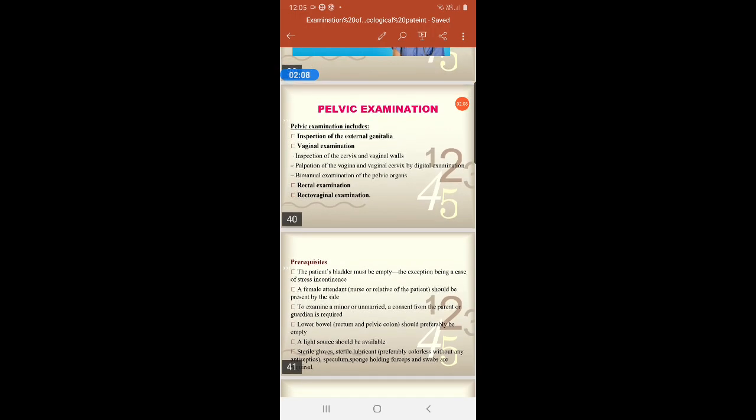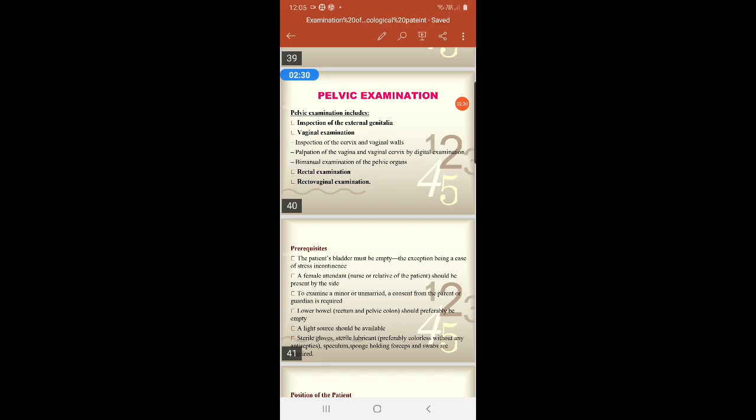The next point in the pelvic examination is the rectal examination. After the vaginal examination comes the rectal examination, and the third one is the rectovaginal examination, that is examining both the rectum as well as the vagina simultaneously. So the pelvic examination starts with the inspection of the external genitalia, next the vaginal examination, third the rectal examination, and fourth the rectovaginal examination.